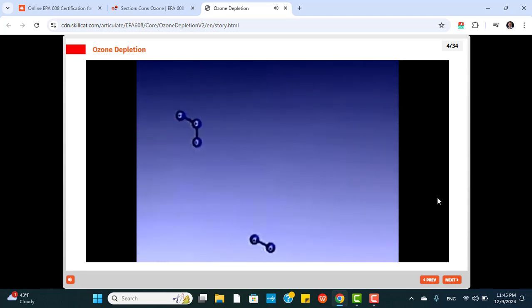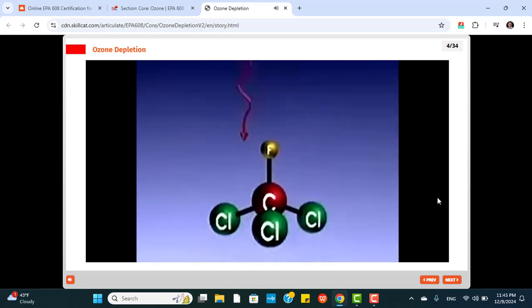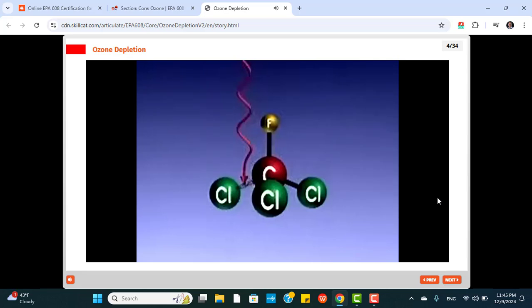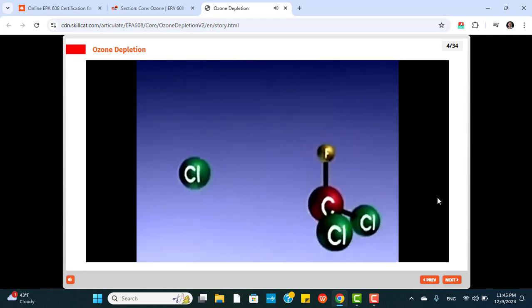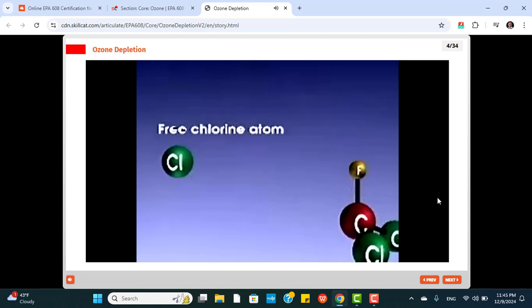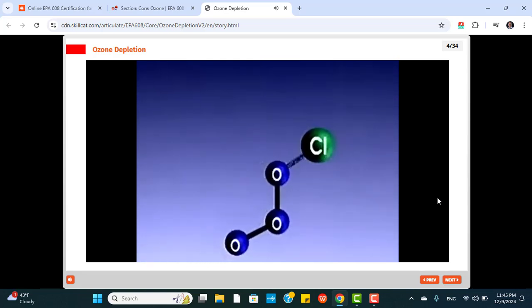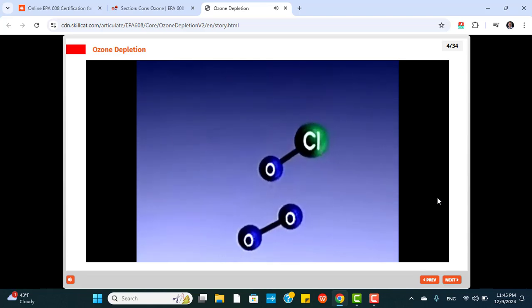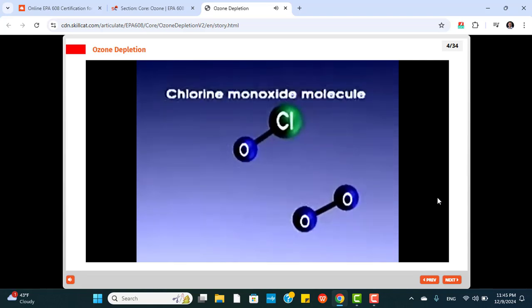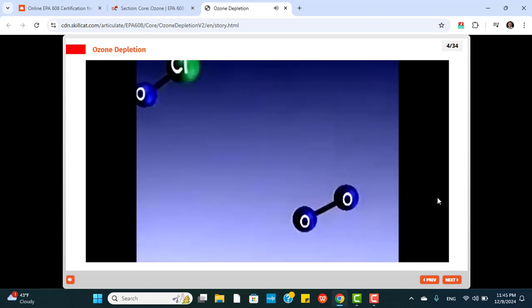First, high-energy ultraviolet rays break chlorine atoms free from the CFC molecule. These free chlorine atoms can react with other molecules in the atmosphere. When a chlorine atom reacts with an ozone molecule, it steals one of the ozone molecule's 3 oxygen atoms, forming a molecule of chlorine monoxide. The remaining 2 oxygen atoms form an ordinary oxygen molecule. In this way, an ozone molecule is destroyed.